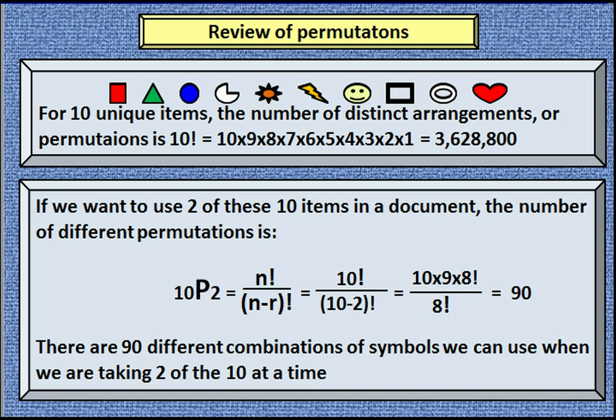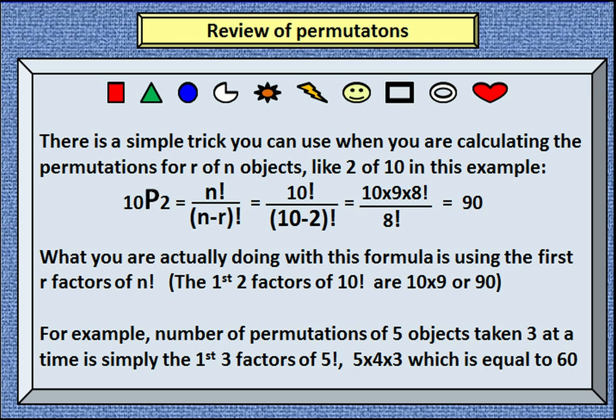If we want to use 2 of these 10 items in a document, the number of different permutations is 10P2, which is equal to n factorial divided by n minus r factorial, which is equal to 10 factorial divided by 10 minus 2 factorial, which is equal to 10 times 9 times 8 factorial divided by 8 factorial, which is equal to 90. There are 90 different combinations of symbols we can use when we are taking 2 of the 10 at a time. There is a simple trick you can use when you are calculating the permutations of r of n objects, like 2 of 10 in this example.